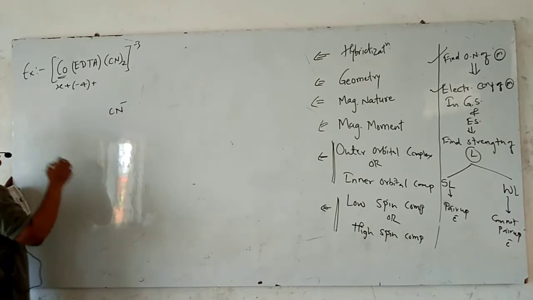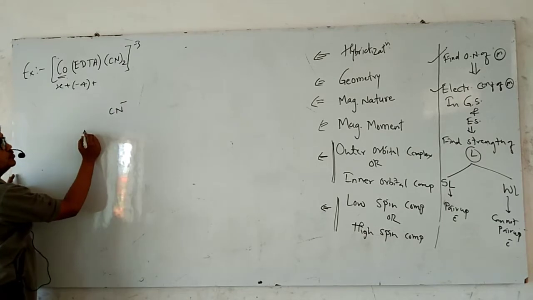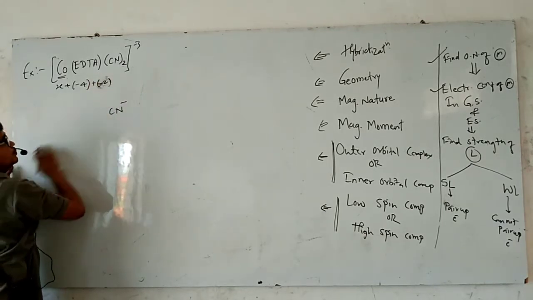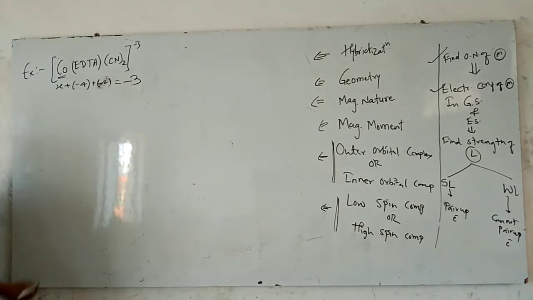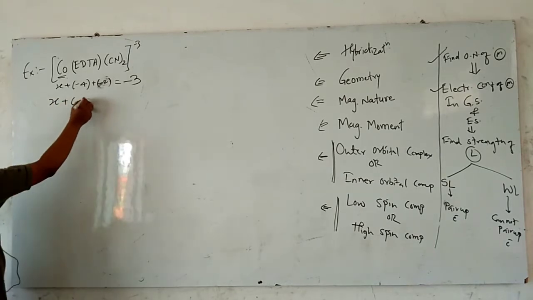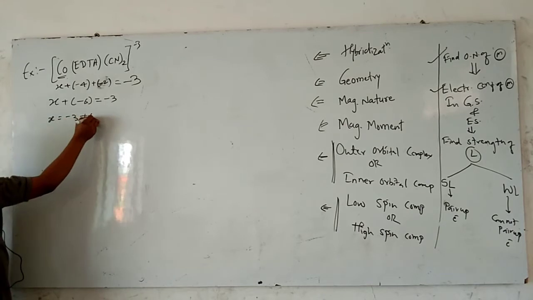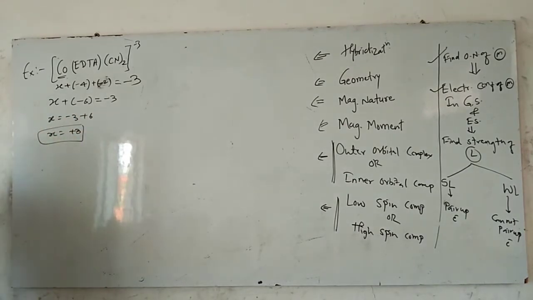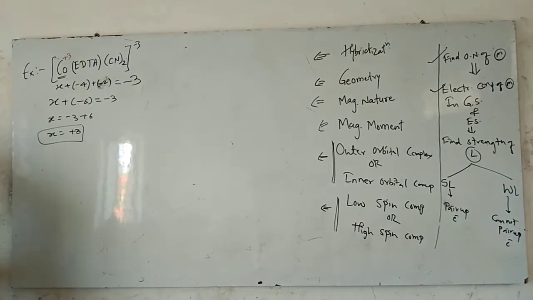We always write CN as CN minus. So 1 CN carries 1 minus charge, 2 CN will carry 2 minus charge. And on the complex there is -3 charge. So x plus -6 is equal to -3, x is equal to -3 plus 6, x is equal to +3. It means that in the given complex, cobalt is in 3+ oxidation state.